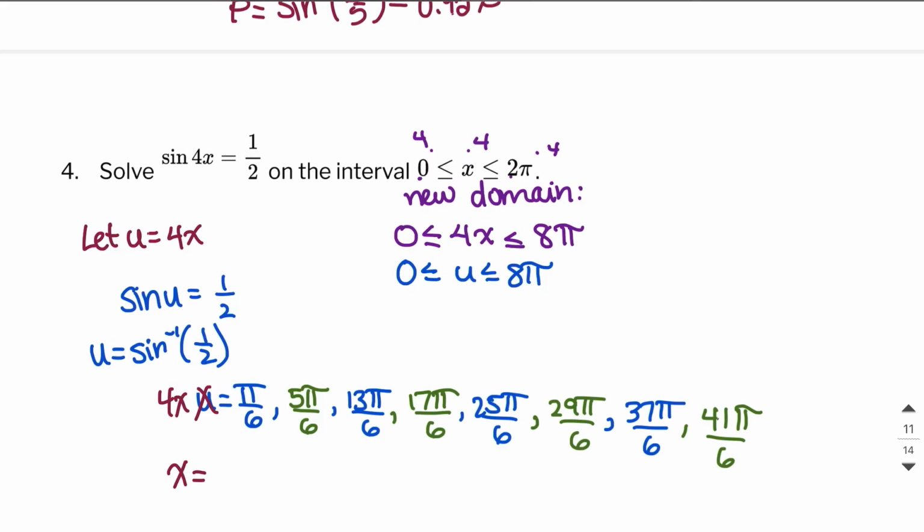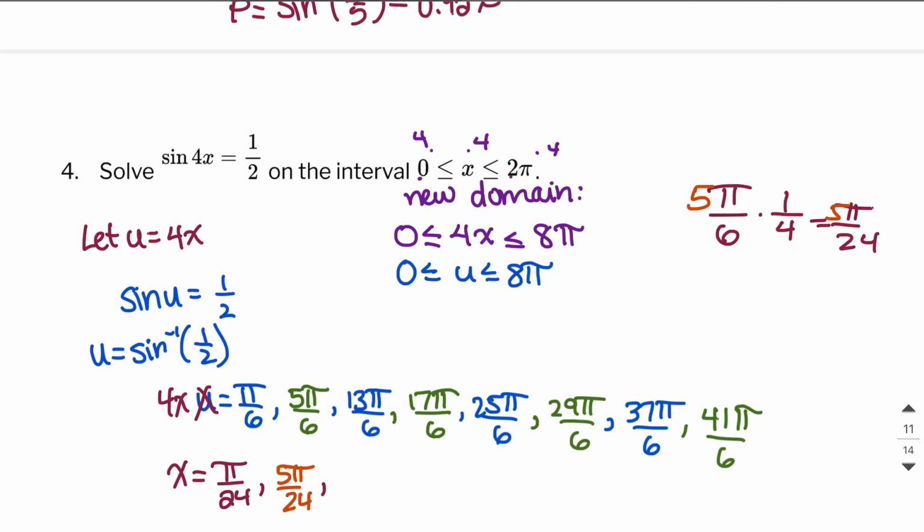And when you divide by 4, it's the same thing as multiplying by 1/4. So if I take my first answer of pi over 6, divide it by 4, I'm multiplying by 1/4. So I get pi over 24. So my first answer here would be pi over 24. The second answer, I would be taking 5 pi over 6, multiply that by 1/4, I'd get 5 pi over 24. And then if I keep going, my next answer would be 13 pi over 24.